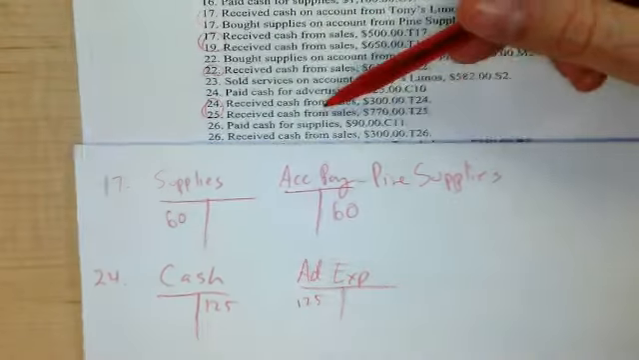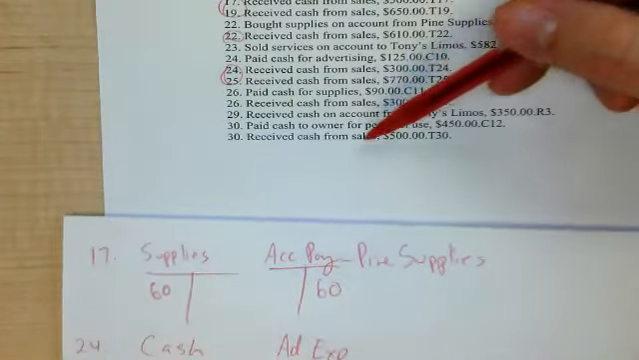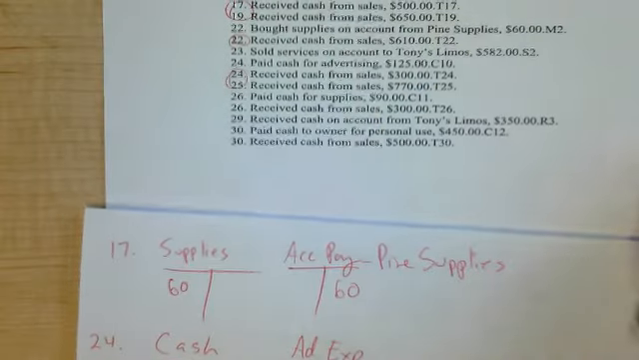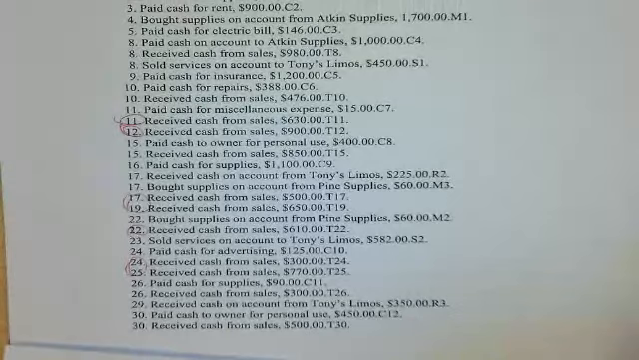Cash from sales, cash from sales, cash for supplies, cash from sales, receive cash on account, personal use, receive cash for sales. What numbers would you like to see? Would you like to do any of these numbers together?